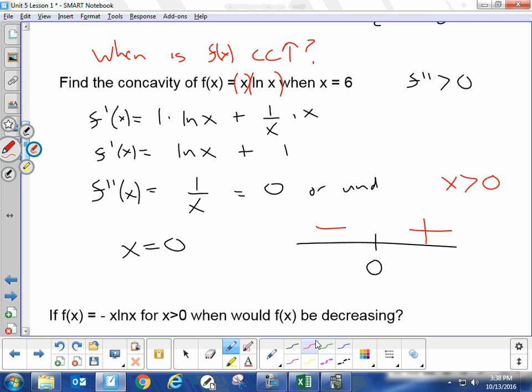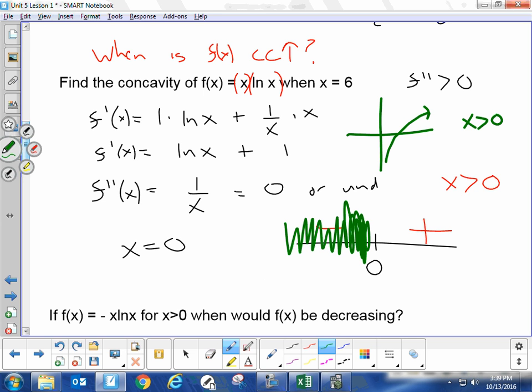However, there's something wrong here. Log x, if we look back at log x, looks like this. It is only defined when x is greater than 0. This piece I actually wouldn't care about because log x does not exist when x is less than or equal to 0. You can't find the log of 0. You can't find the log of negative 1. It's impossible. So in this situation, we're just looking to the right of 0, and we find out that we are concave up there. Okay? That worked out well.